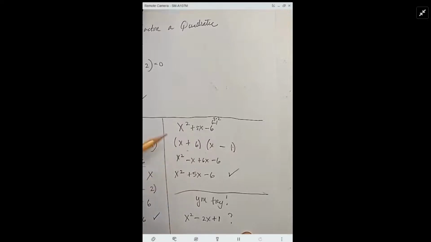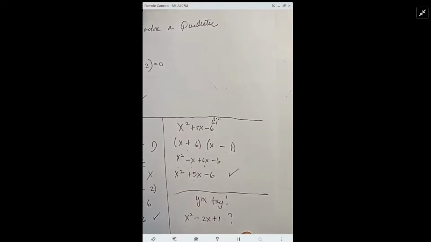So I go x times x, x squared, x times negative 1, negative x. 6 times x, 6x. 6 times a negative 1, a negative 6. So I have my negative 6, but see here, I have this positive 6x and a negative x. That's going to give me a positive 5x, so that checks out. So that's how you want to do that.